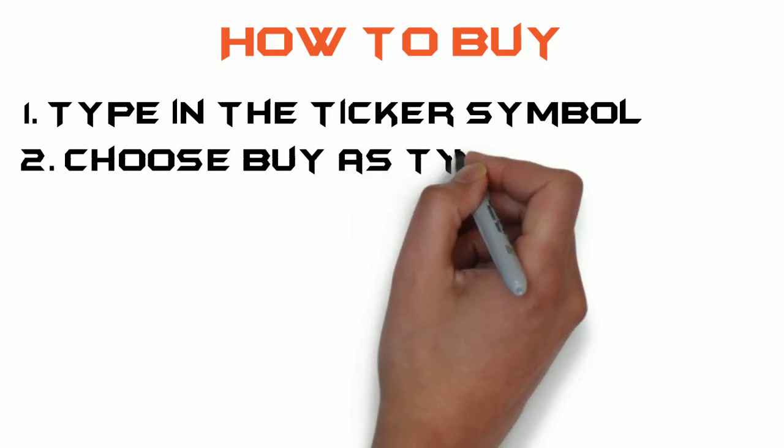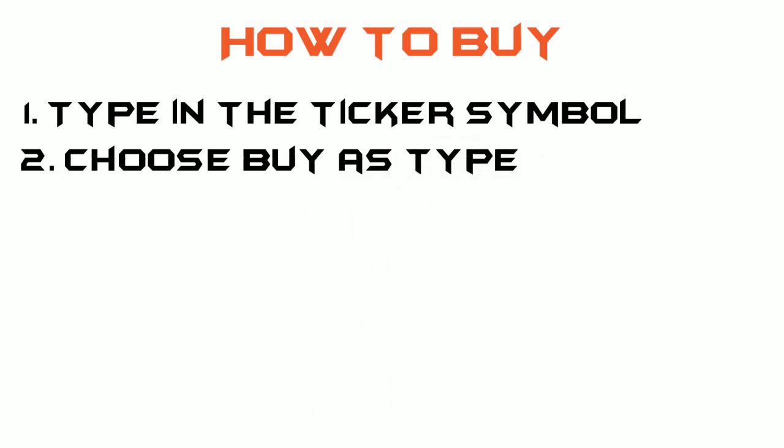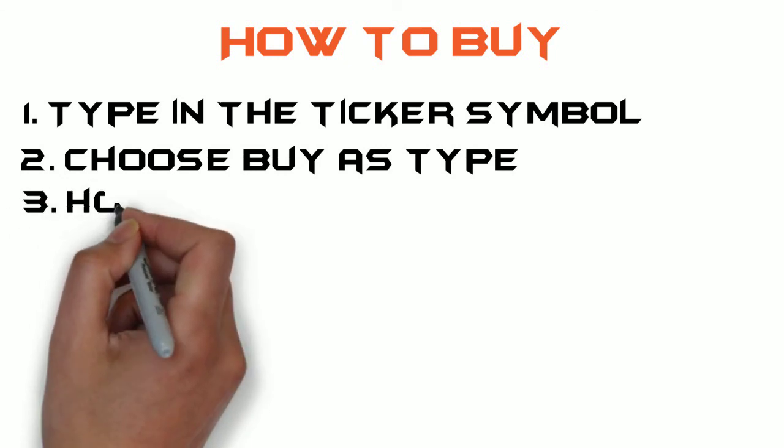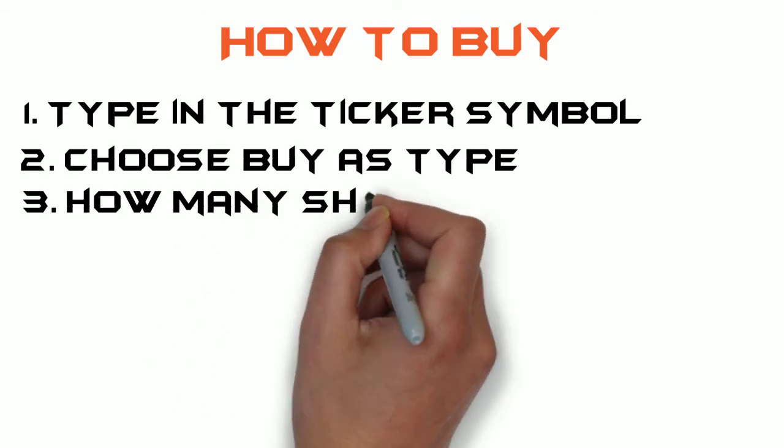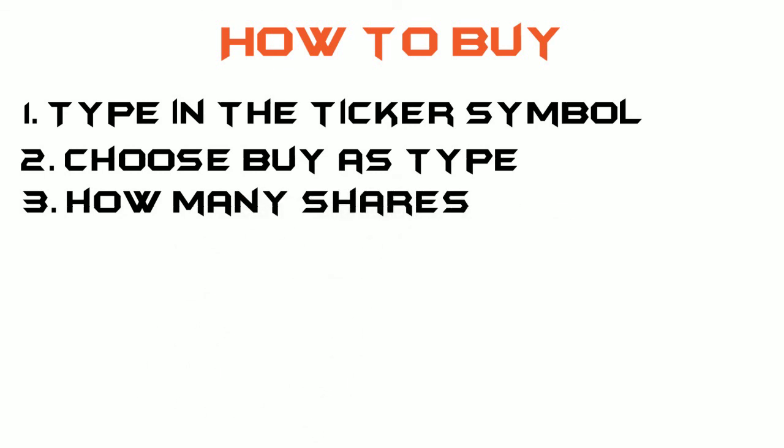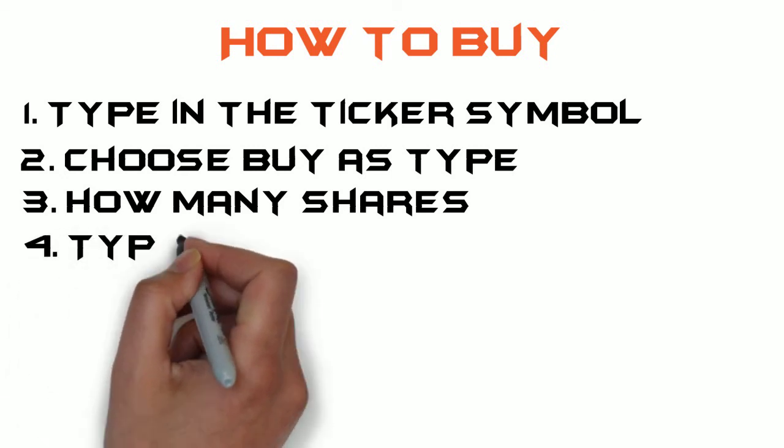There's all kinds of different ones, and you just have to look up the actual stock, and it's going to tell you in brackets what the ticker symbol is. Number two, you're going to choose buy as a type. There's going to be buy or sell, and you're going to choose buy since you want to buy the actual stock. Number three, you're going to want to choose how many shares you're going to buy. Depending on the price, you want to see how many shares you can afford with that certain amount of money that you want to put towards it.